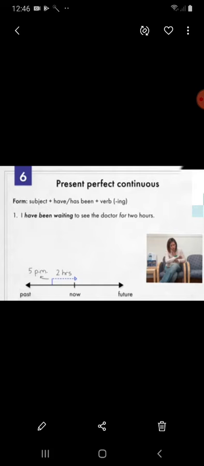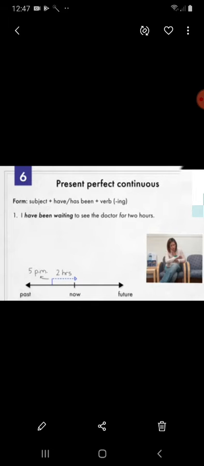For example, as you can see on the screen, I have been waiting to see the doctor for 2 hours. You can imagine this lady saying that. So it means that she has come to the clinic maybe around 5 o'clock, and now it's 7 o'clock already, and she's still waiting. So 2 hours have now passed, and still she is waiting.